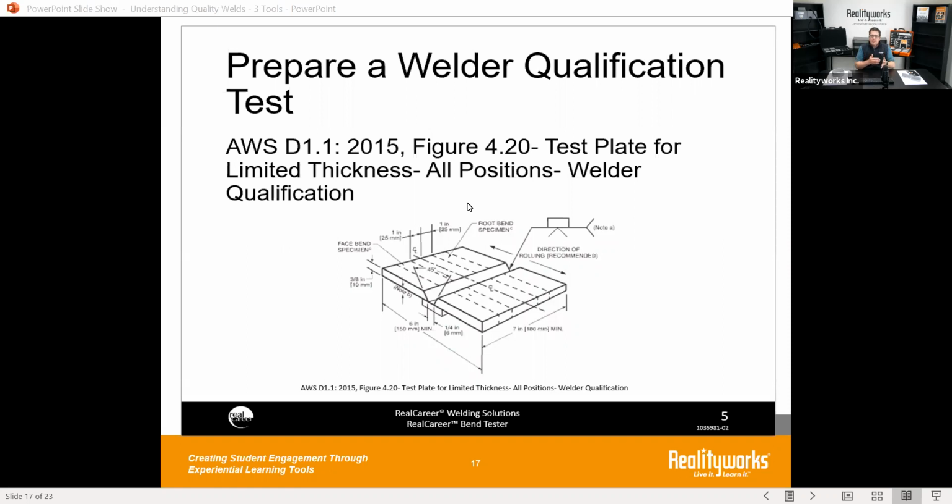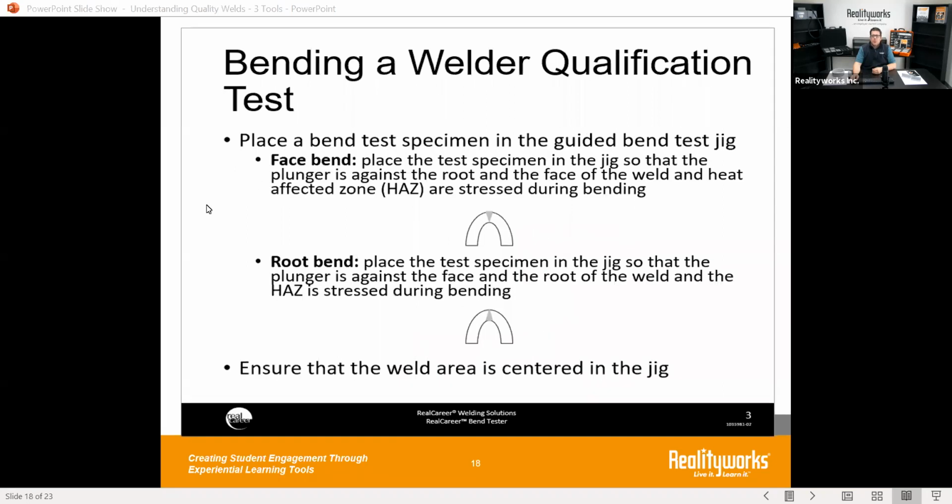And then after you do your weld, go ahead and cut your weld to get your strips for a qualification test. So we then talk through making sure that you have the strips you need for a face bend and a root bend, making sure that it is centered, how it would look and how you go through it.